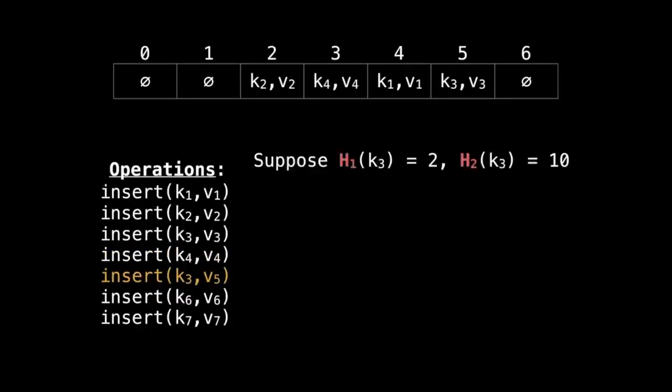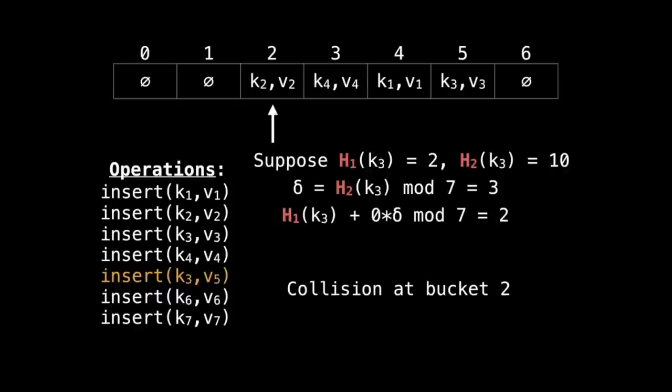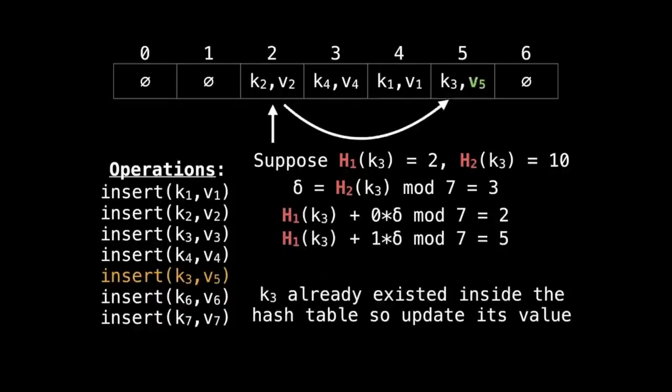So now we're going to try and insert k3, which is already in our hash table actually, but with a new value. So we're going to be performing an update this time. So suppose h1 of k3 is equal to 2. Actually, we should have known that from before. And h2 of k3 is 10. So we compute delta, so we have a collision, and we find k3, which was already in there, and update its value.